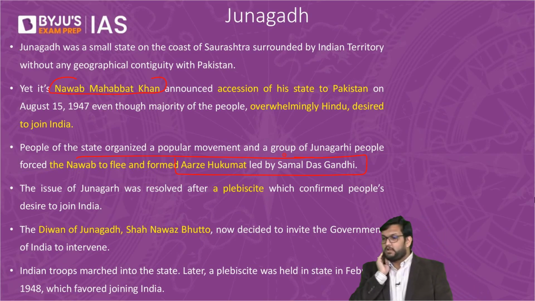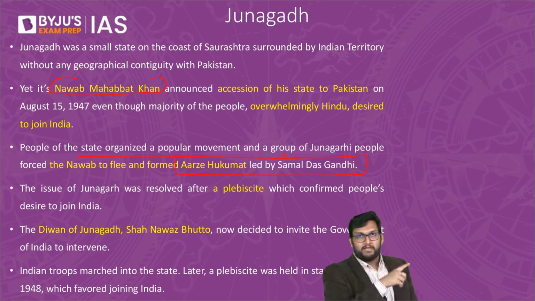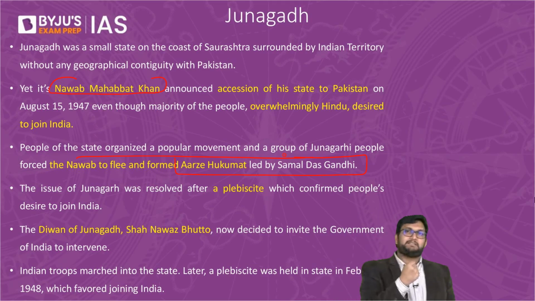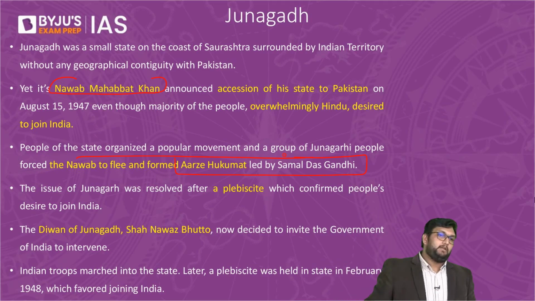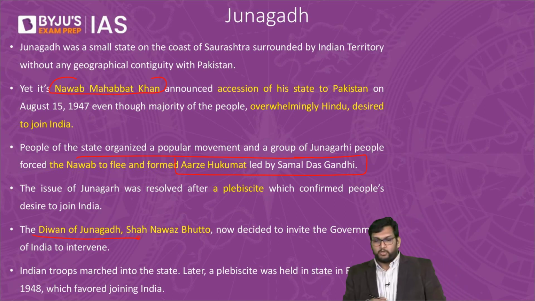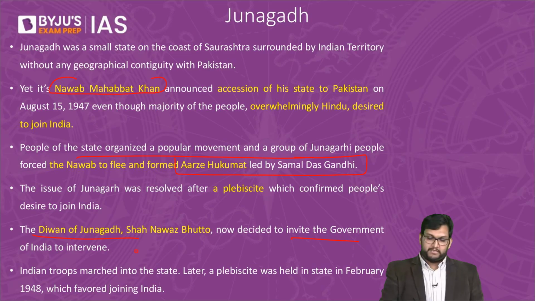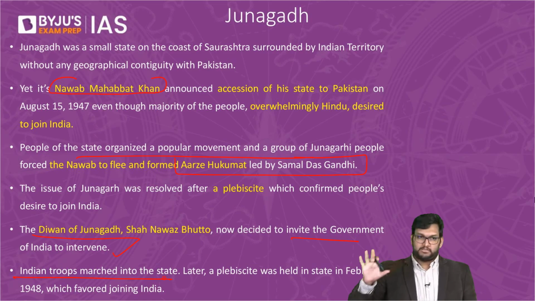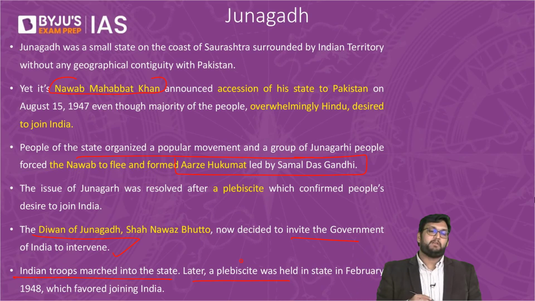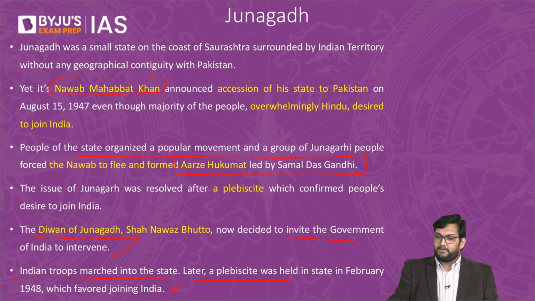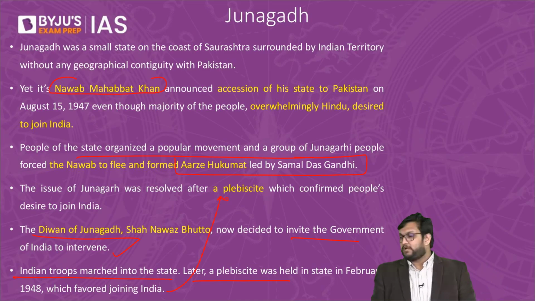Samal Das Gandhi was the leader who actually led them, though the ruler is Muslim and the people are Hindu. Thereafter, the Diwan of Junagarh, Shah Nawaz Bhutto, will invite the Indian government to intervene. The troops will be sent to make the law and order situation fine. And once the plebiscite is held in February of 1948, everybody wanted to be a part of India, and Junagarh will accede to India.